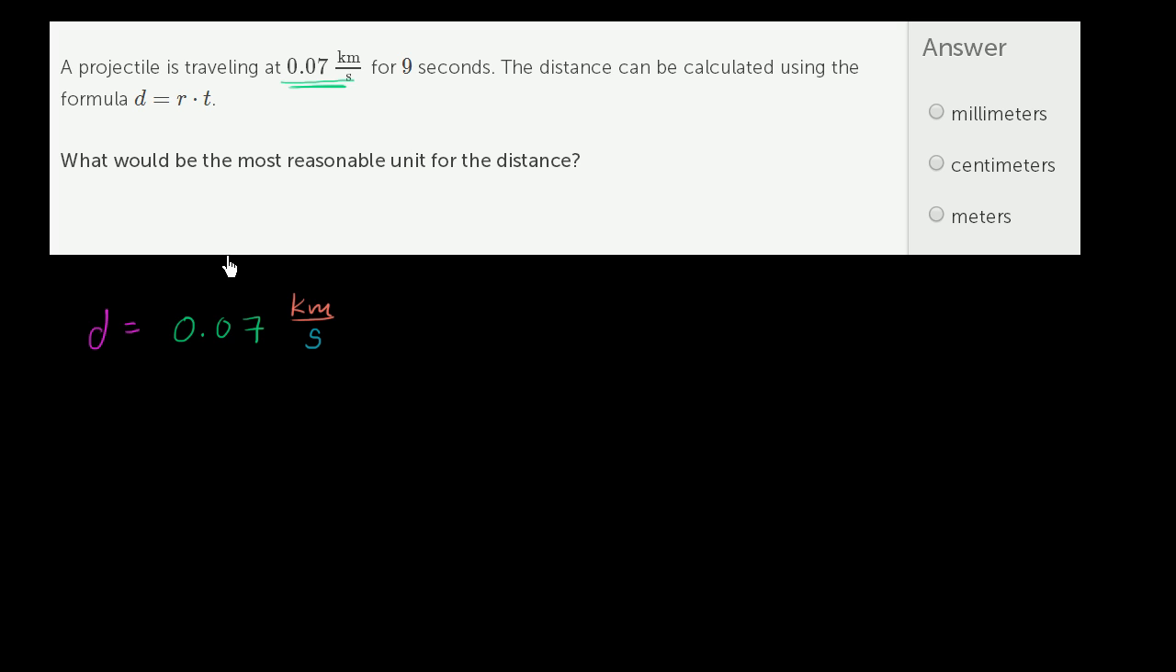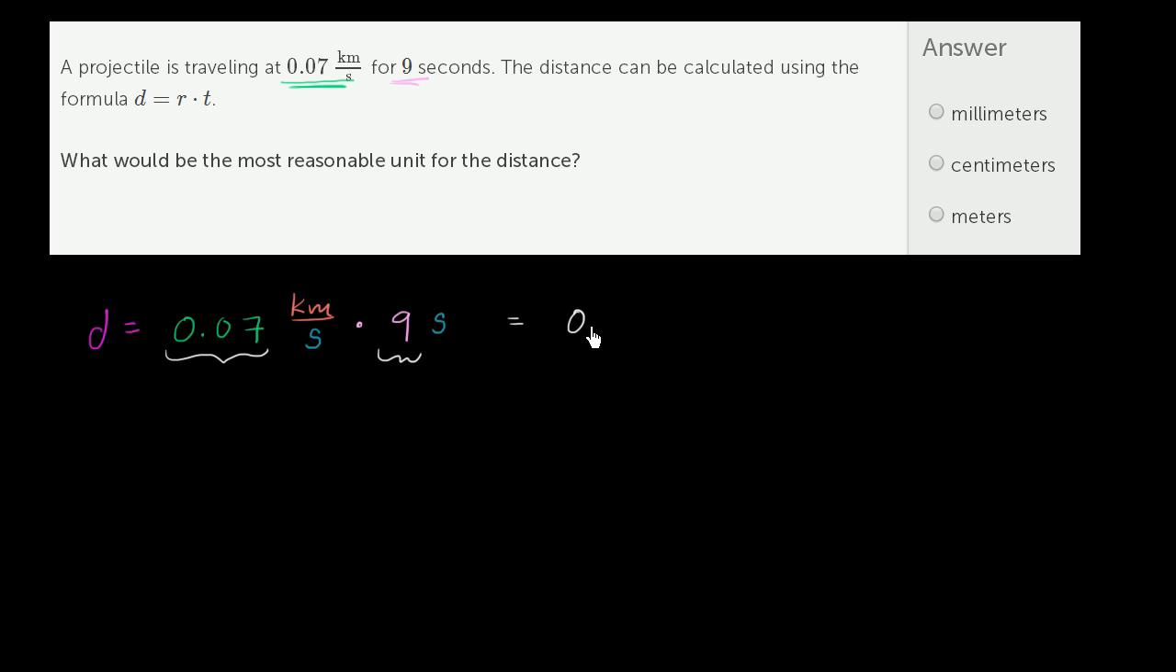So times, and let me do this in a new color, I haven't used pink yet, times 9 seconds, and I'm going to write seconds in blue. So what would this give us? Well, as we've seen before, we can multiply the numeric parts, 0.07 times 9. 7 times 9 is 63. So this is 7 hundredths, so it's going to be 63 hundredths.